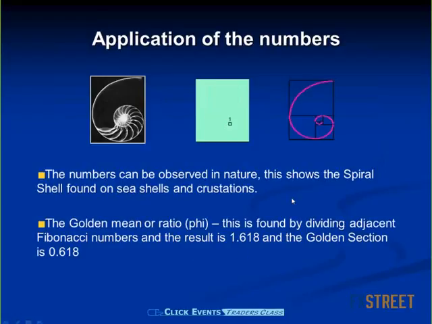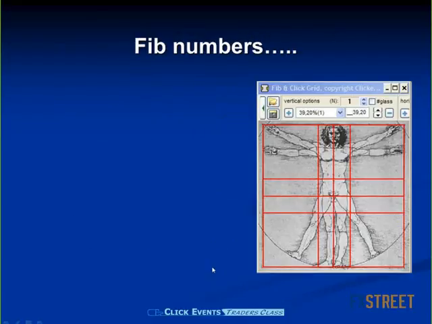What I do just want to point out, though, is that this golden mean is found by dividing adjacent Fibonacci numbers, and the result is 1.618, and then the golden section, as they call it, is 0.618. And there are a whole series of numbers which are derived from taking the square root of that number. Now, that's the nuts and bolts of the origin of it.